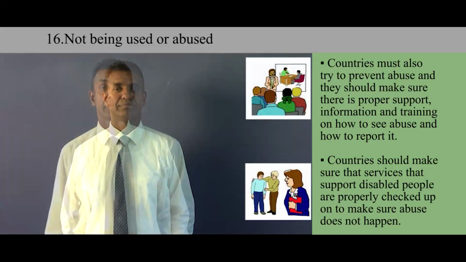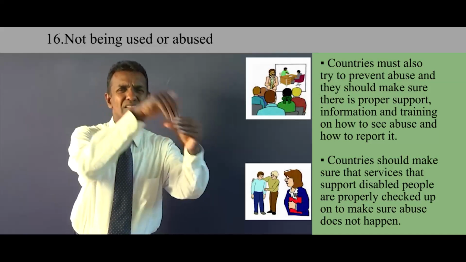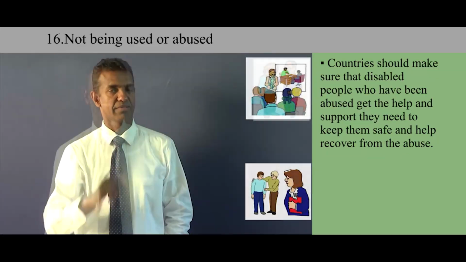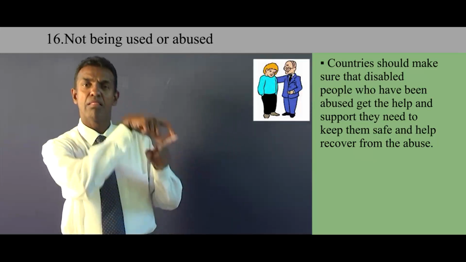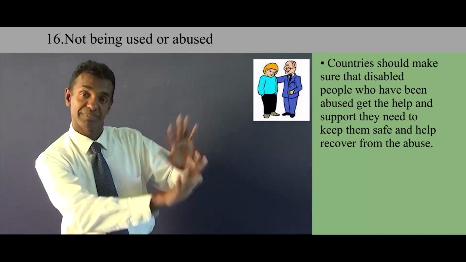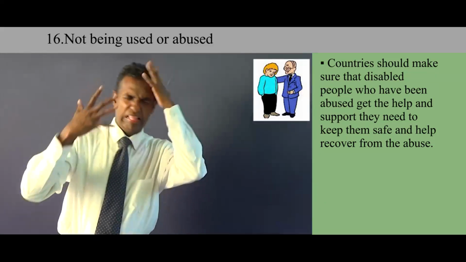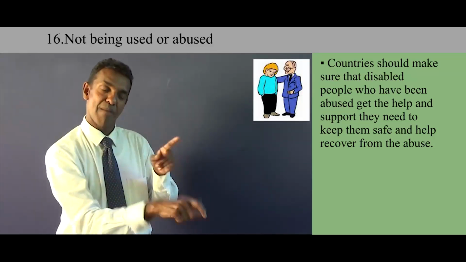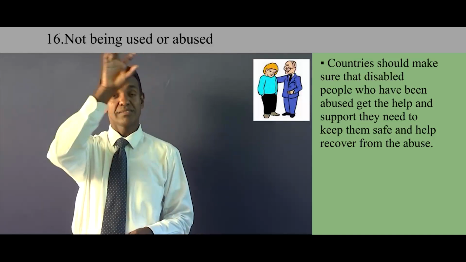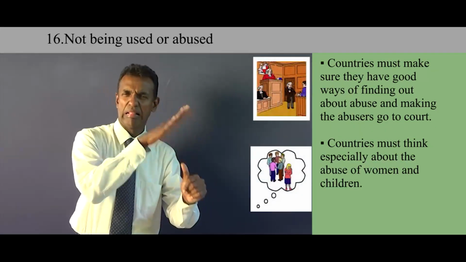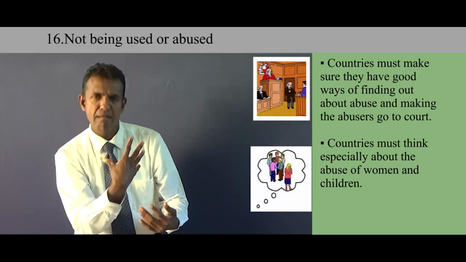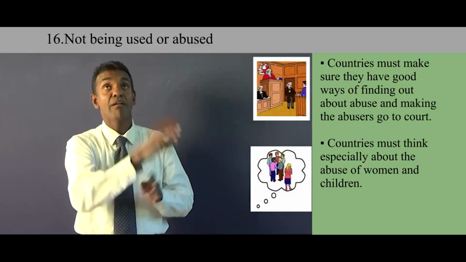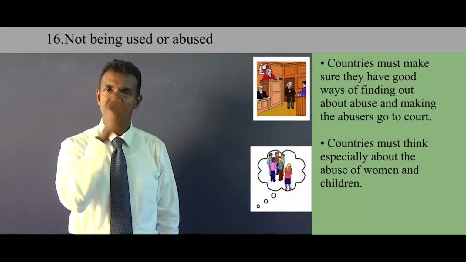Countries should make sure that services that support disabled people are properly checked up on to make sure abuse does not happen. Countries should make sure that disabled people who have been abused get the help and support they need to keep them safe and help recover from the abuse. Countries must make sure they have good ways of finding out about abuse and making the abusers go to court. Countries must think specially about the abuse of women and children.